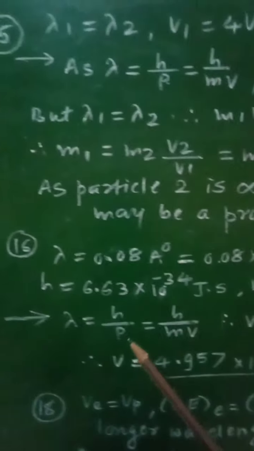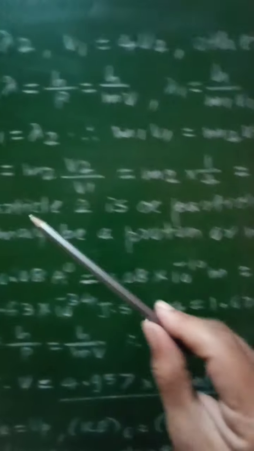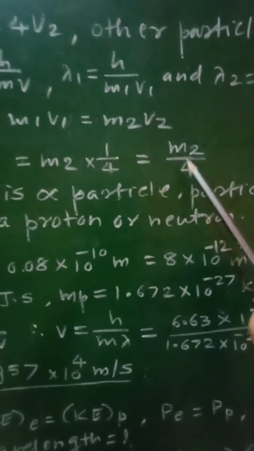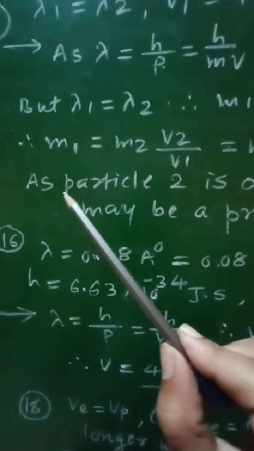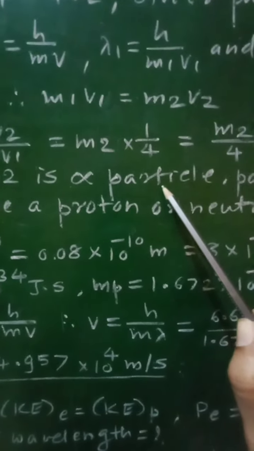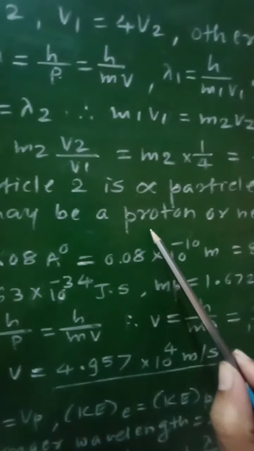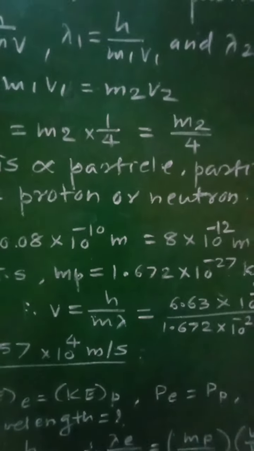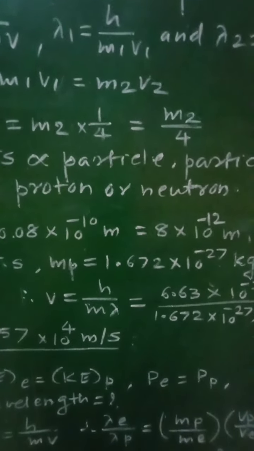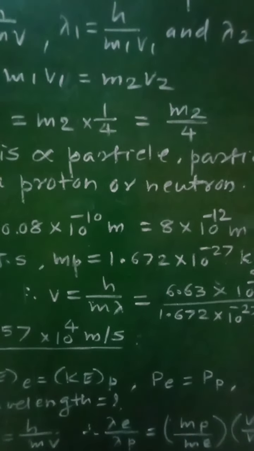Therefore, as particle 2 is an alpha particle, its mass will be 4 times the mass of the first particle. Hence particle 1 may be a proton or neutron, since the mass of the alpha particle is 4 times that of a proton or neutron, and therefore the first particle will be either proton or neutron.